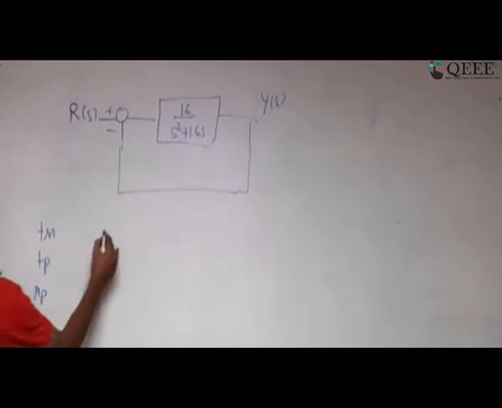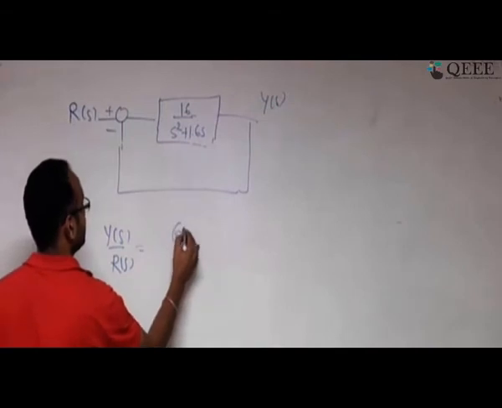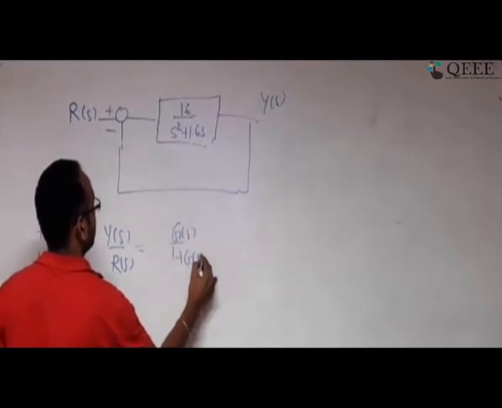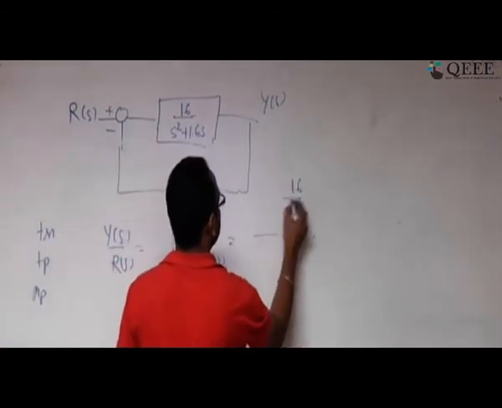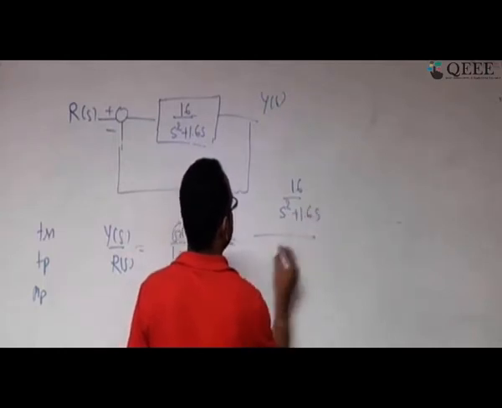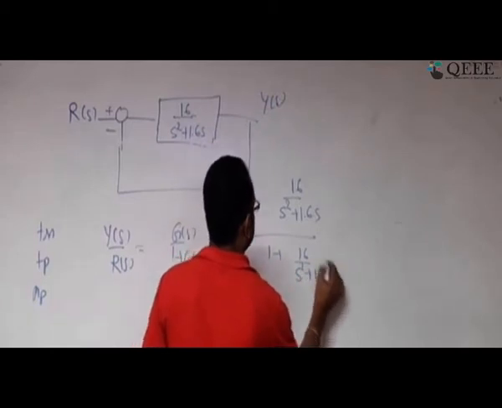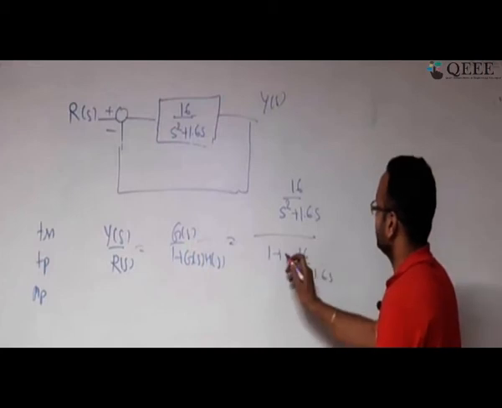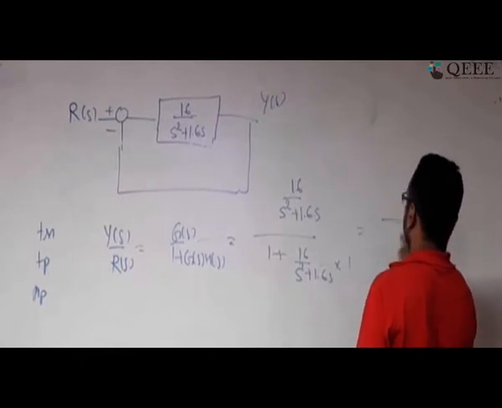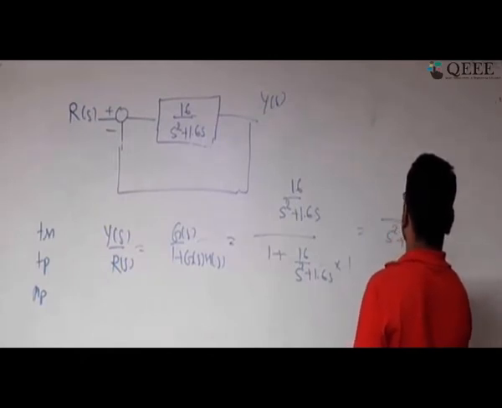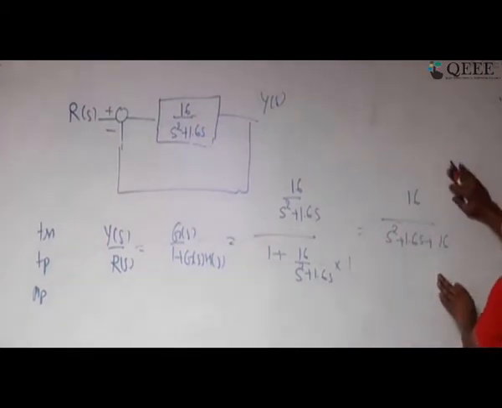So what you will do is find Y(s) divided by R(s), which is going to be G(s) divided by 1 plus G(s)H(s). So this is going to be 16 divided by s square plus 1.6s, over 1 plus 16 divided by s square plus 1.6s. Is that part clear? This is G(s), and 1 plus G(s)H(s) with H(s) equal to 1. If you solve it, it's going to be 16 divided by s square plus 1.6s plus 16. Okay.